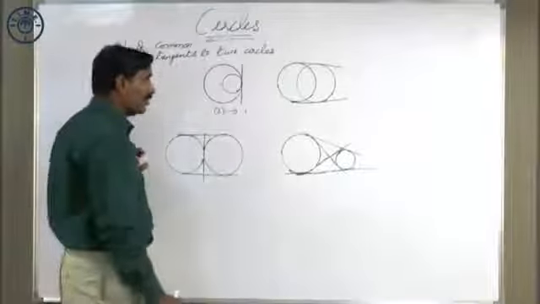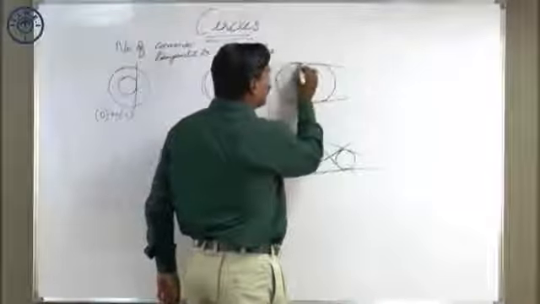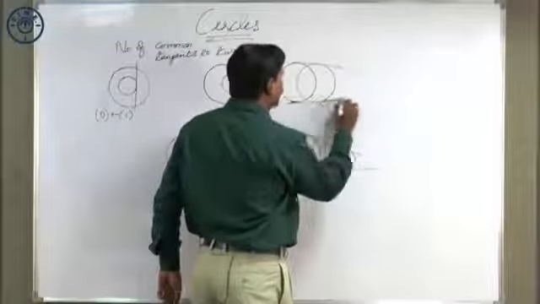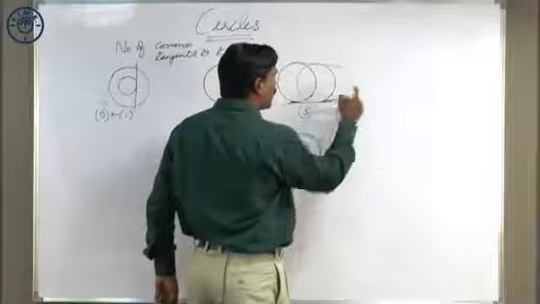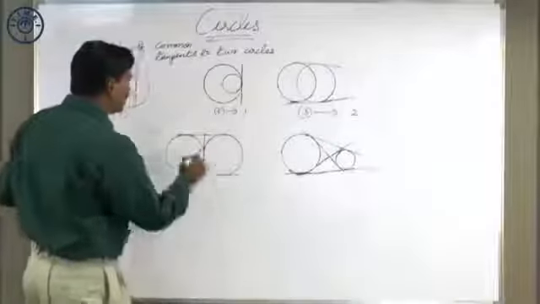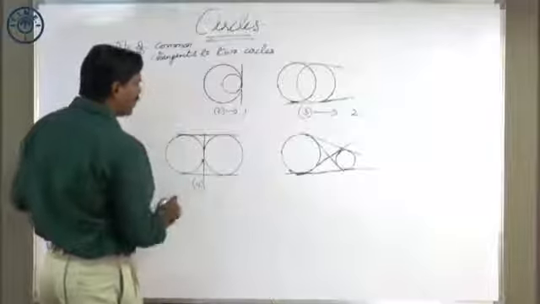If we have two circles which are intersecting in this way, we can have two common tangents in this way. So in figure 3, how many common tangents will we have? Two common tangents are possible. And if we have two circles touching each other as shown in figure 4, how many common tangents are possible?